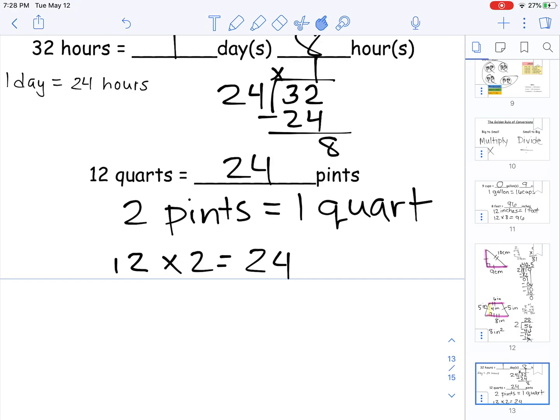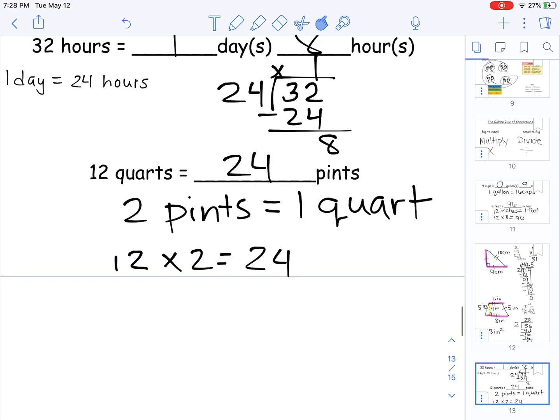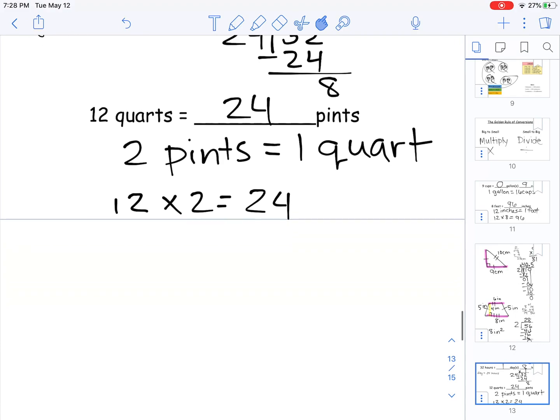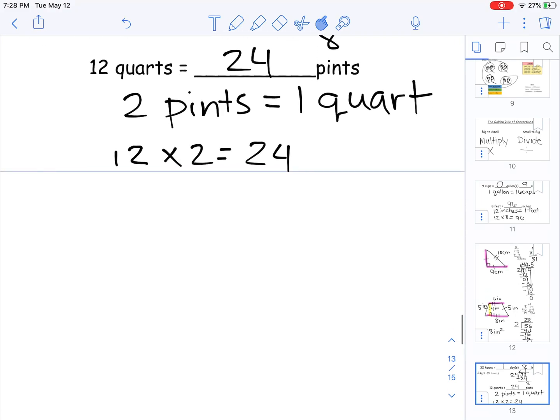So, gentlemen, that is what you're going to be doing today. Some area, perimeter, volume, and conversions. I apologize for the technical difficulties and for getting those couple of polygons.